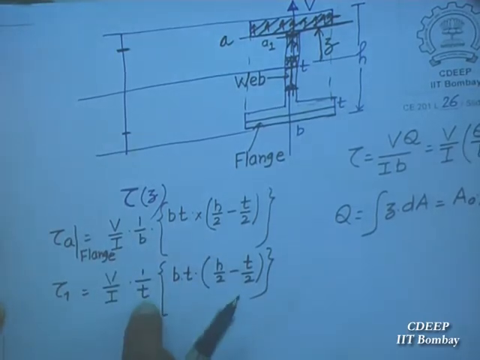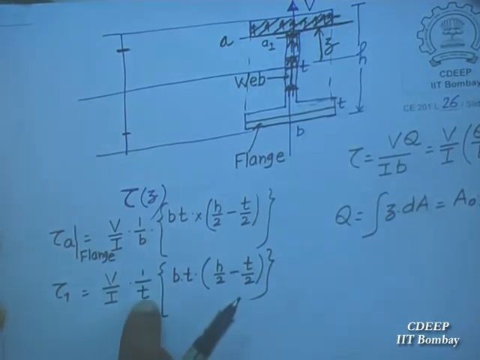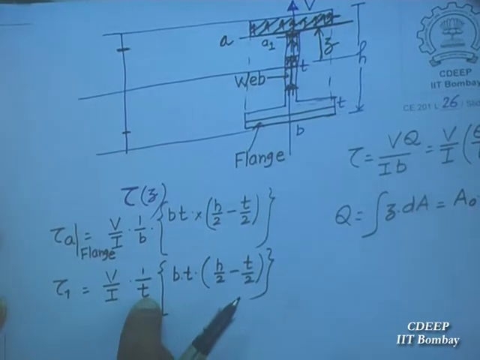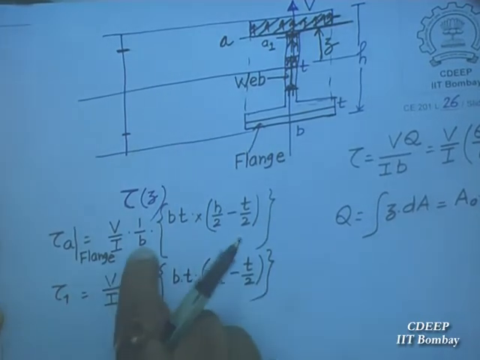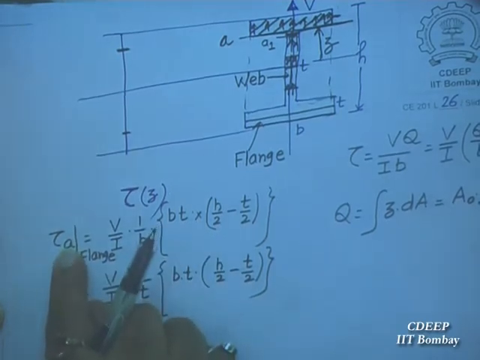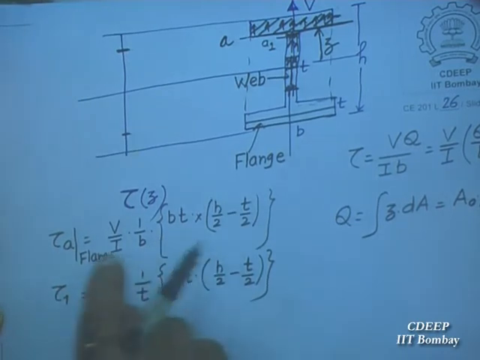What has changed suddenly? This is B, this is T. So this value will be, which one will be more? T is a smaller quantity, so this quantity will be more, and B is a larger quantity, so this quantity will be less. Yes, this is less. So from small to suddenly it will jump.